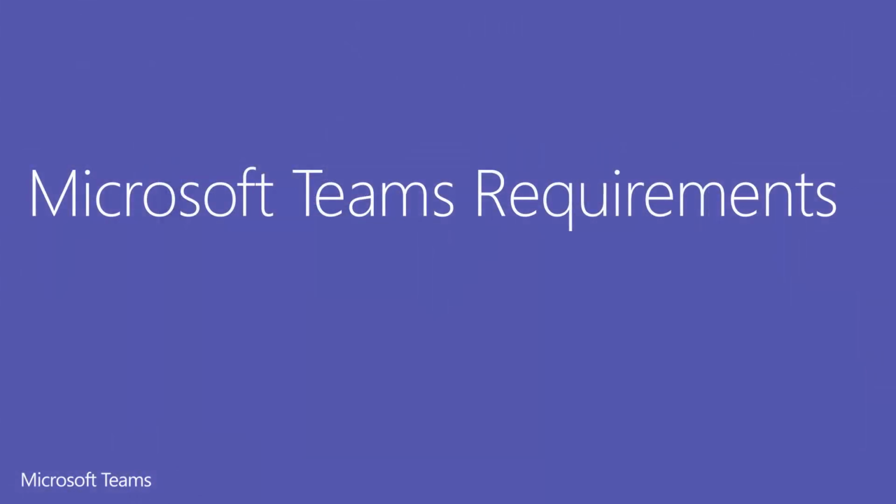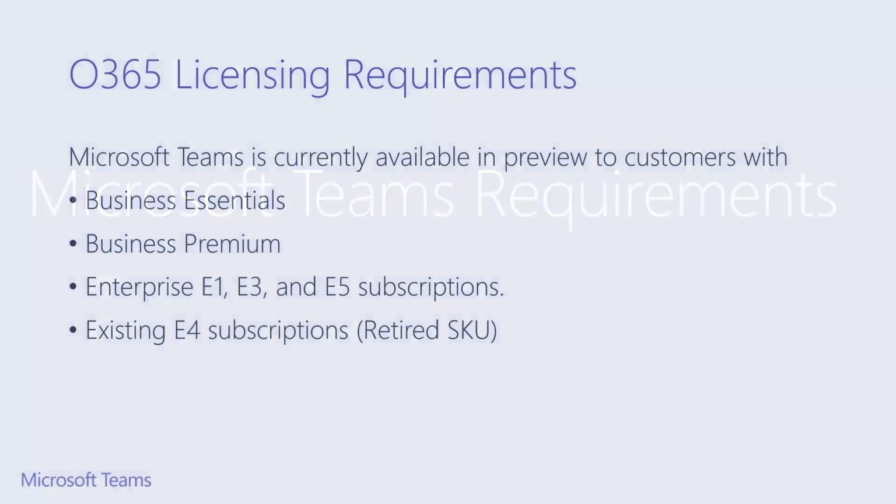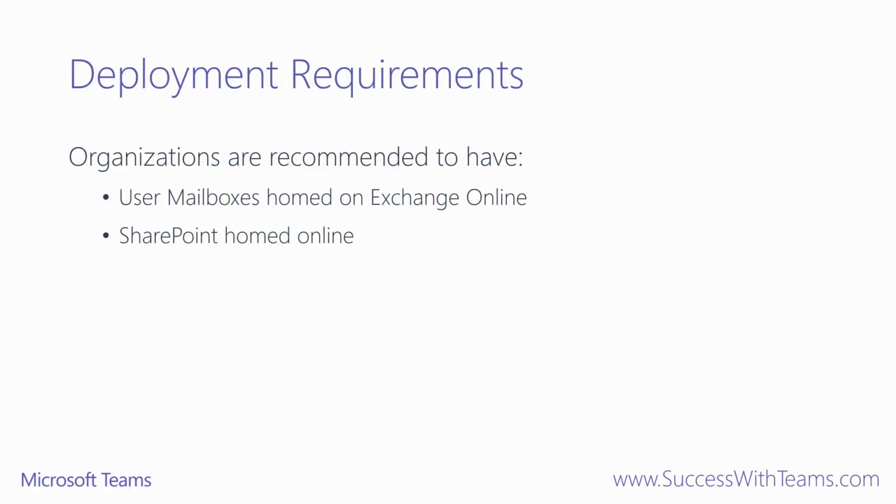Let's move on to the requirements that are needed to use Microsoft Teams. These are the subscriptions that Microsoft Teams will be available for at launch. You'll need to be a part of Business Essentials or Business Premium or have an Enterprise E1, E3, or E5 SKU. And customers who have an existing E4 subscription will also get Microsoft Teams. On top of licensing requirements, organizations are recommended to have user mailboxes homed on Exchange Online and SharePoint also homed online. In our practical guidance doc, we cover what can be done in Microsoft Teams if you don't meet these requirements.